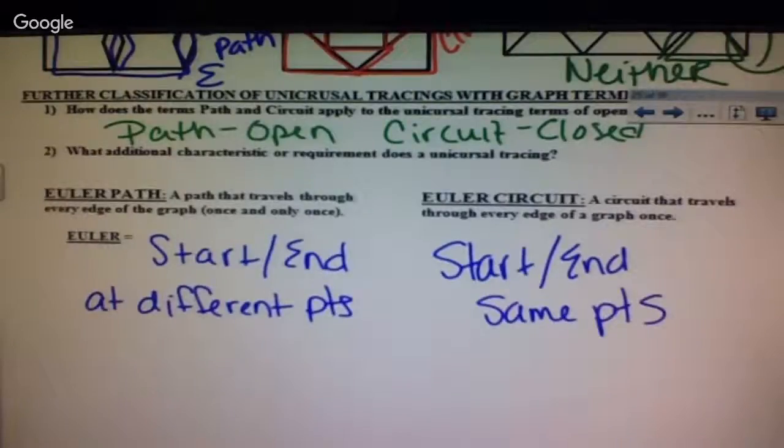We didn't answer number 2. Okay, we're gonna do a little bit of investigation because it's fun. And you're gonna actually come up with the way to solve these the easier way. Oh, what additional characteristics or requirement is universal tracing? Every edge once. Sorry, I missed that one. My bad. Every edge once.